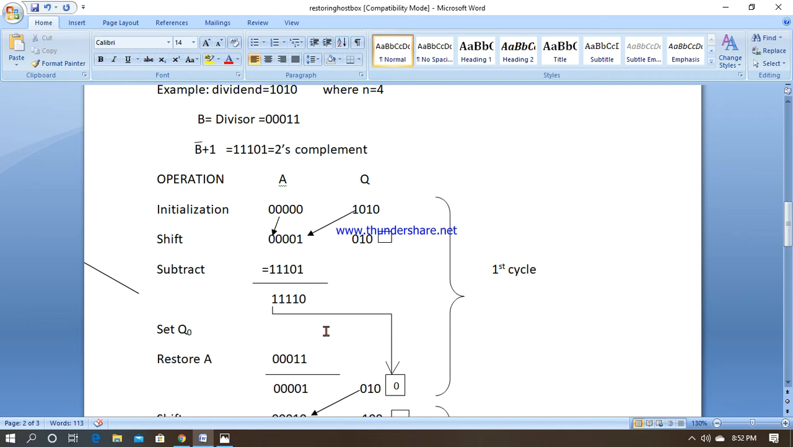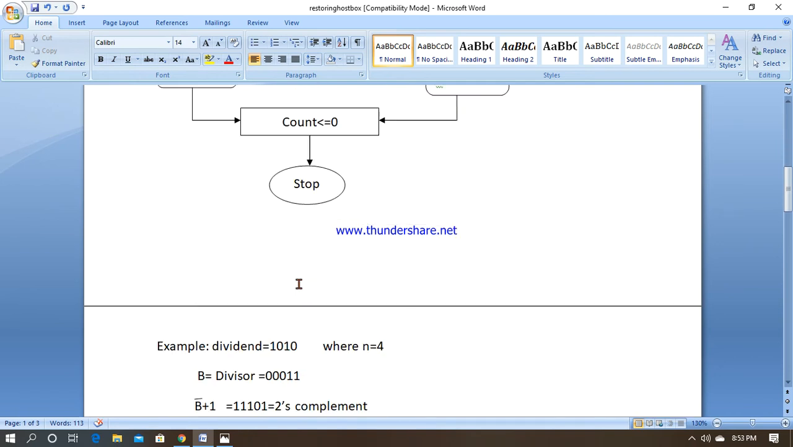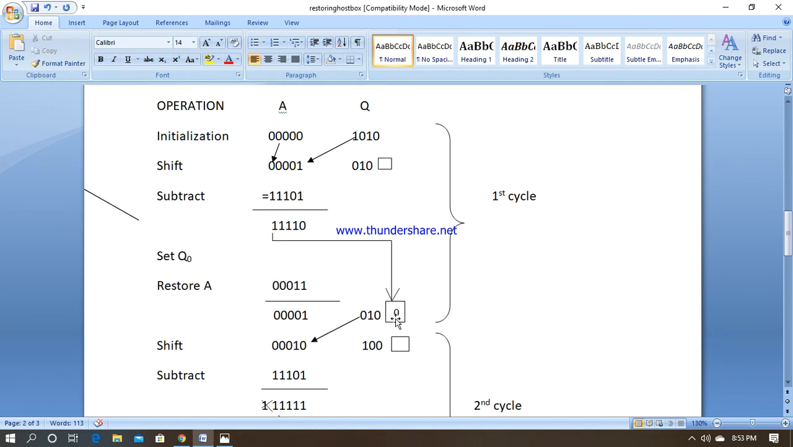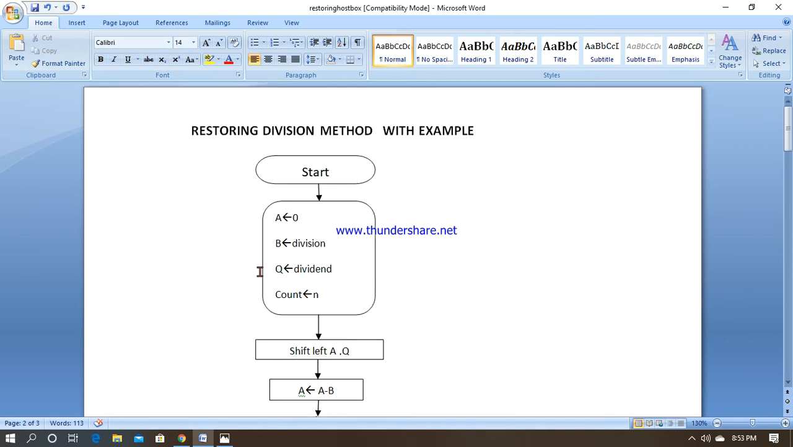Now it's time to select the Q0 bit. As I told you in the flowchart, if the MSB bit is 0, you select 1. If the MSB bit is 1, you select 0. So here 1 is there, so you select the Q0 bit as 0. Now we go for restoring the A value by addition, so that is A plus B addition.